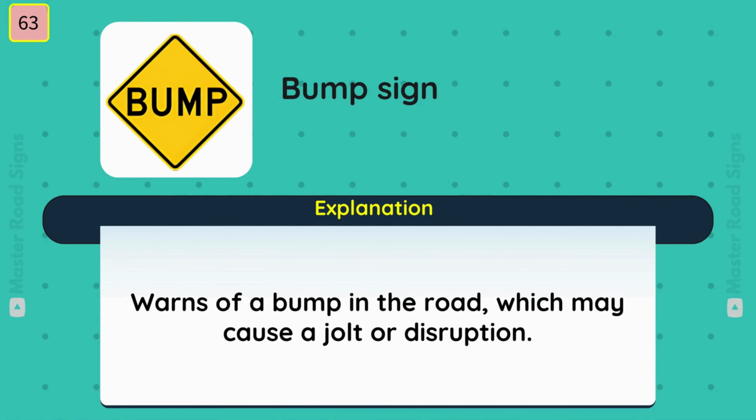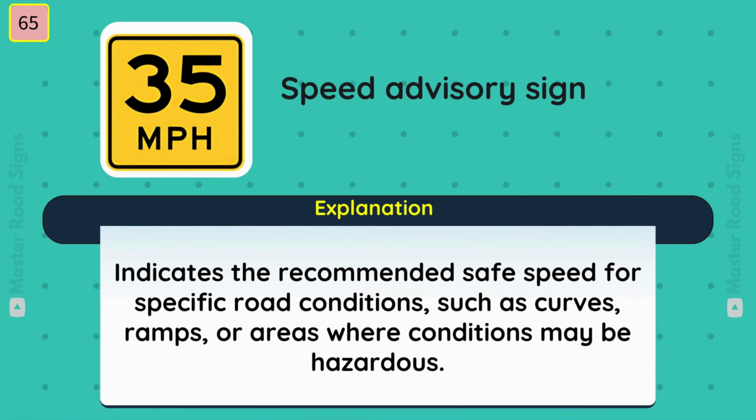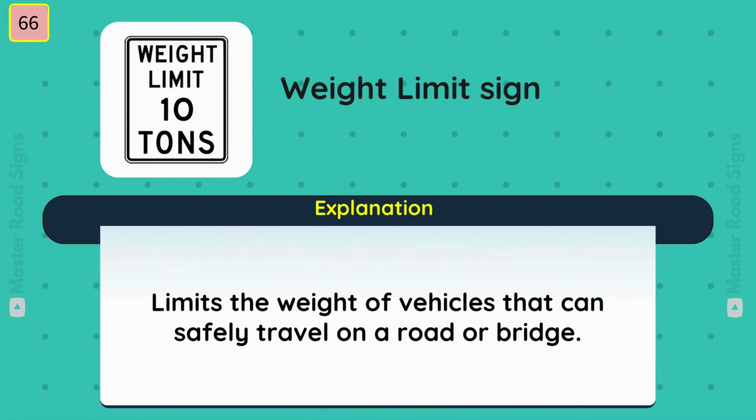Bump sign warns of a bump in the road, which may cause a jolt or disruption. Dip sign indicates a dip or low spot in the road where there may be a sudden drop or depression. Speed advisory sign indicates the recommended safe speed for specific road conditions, such as curves, ramps, or areas where conditions may be hazardous. Weight limit sign limits the weight of vehicles that can safely travel on a road or bridge.